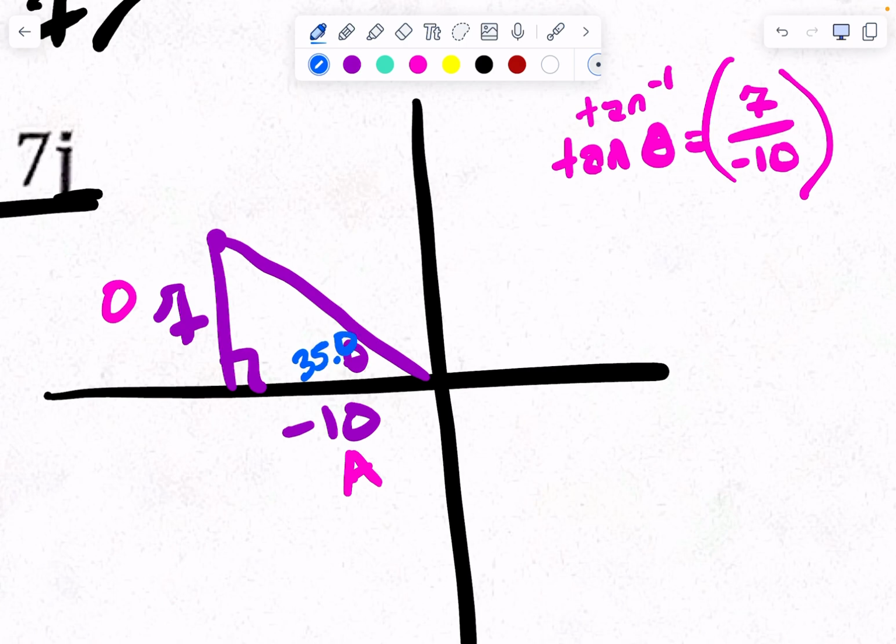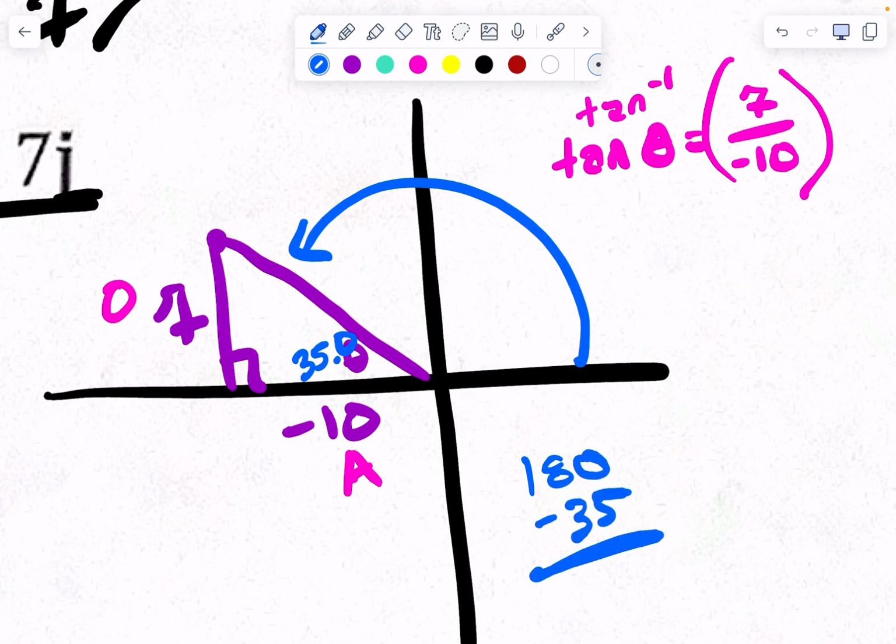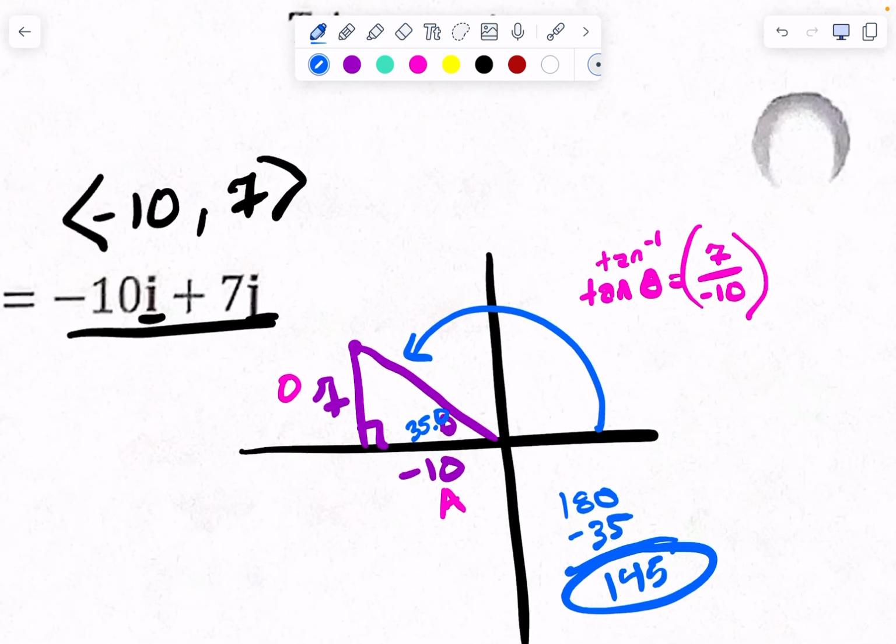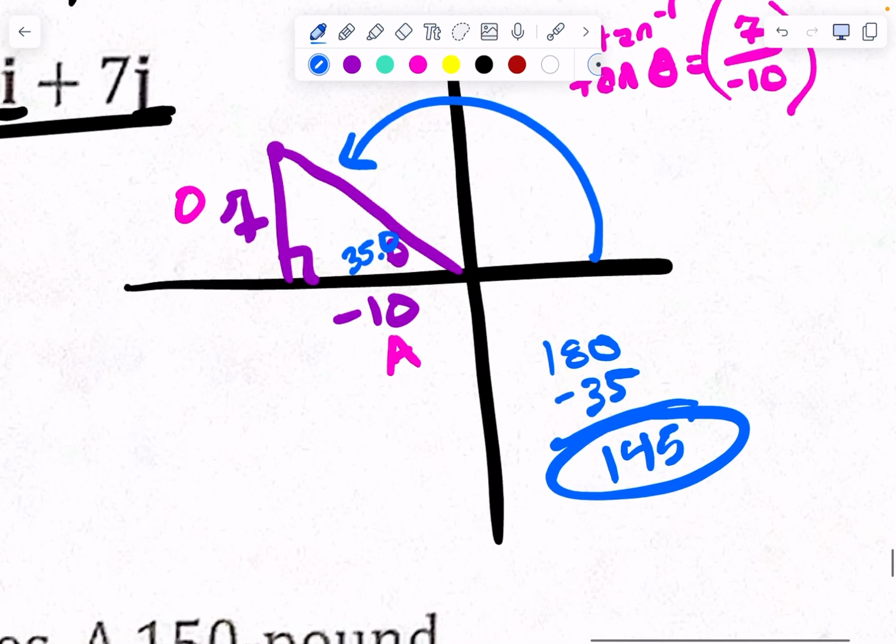35.0. Okay, if you tell me 35 degrees, I'm going to think it's in the first quadrant. So I have to do this. How do I find that angle? 180 minus 35, which is 145 degrees. There we go. That is the direction angle. Not so bad.